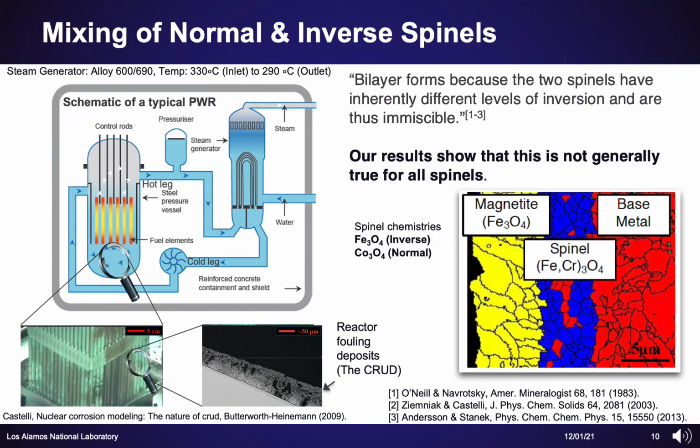mix. As an example, at the operating conditions of a nuclear reactor, the corroded steel is often characterized by an oxide bilayer structure, mainly comprised of two spinel structure materials, magnetite Fe3O4 and nickel iron chrome spinel. Interestingly, this bilayer forms because different levels of inversion in the two spinels lead to immiscibility. Our results on the magnesium aluminate and magnesium gallate mixing, however, indicate that this is not a general behavior and that a normal and an inverse spinel can actually mix.